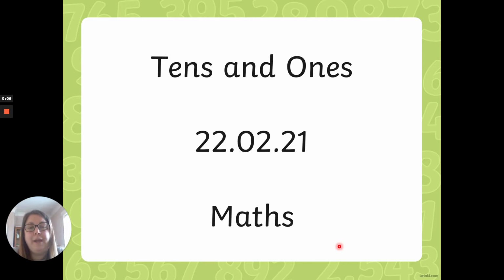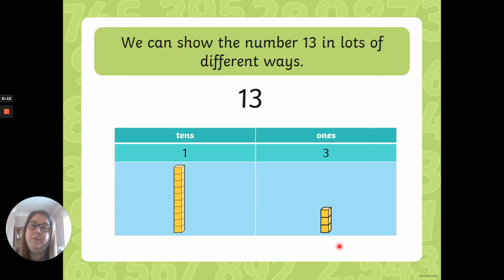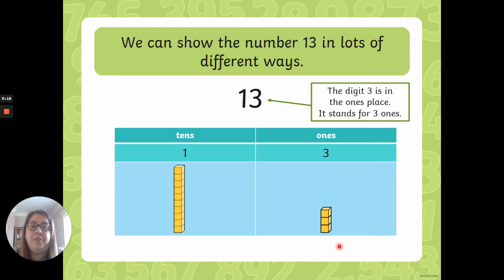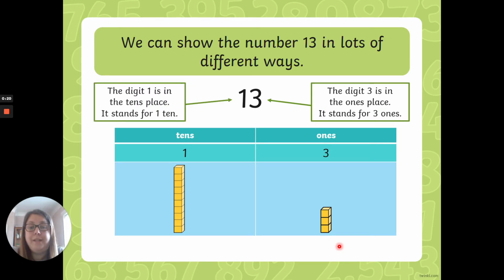Today we're recapping a little bit more around tens and ones, but relating it to the pothole model and bar model. So if we think about number 13, we can represent that in different ways. We know the 3 is in the ones place and it stands for 3 ones, and the 1 is in the tens place and it's 1 ten.